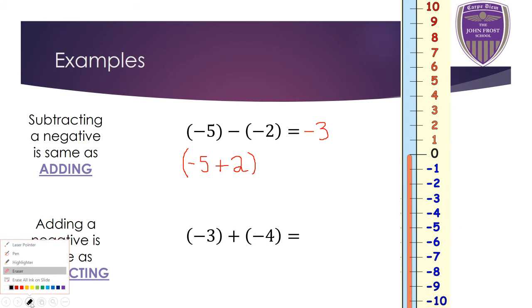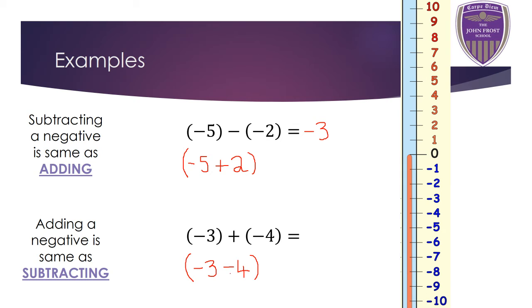Minus 3, add minus 4. Remember, adding a negative is the same as subtracting. So if I write this question out again, the minus 3 stays the same, but then we're adding minus 4. Adding a negative is the same as subtracting. So actually, we're asking ourselves, what is minus 3 minus 4? Start at minus 3, and we're going to take away 4. 1, 2, 3, 4. So the answer to minus 3 plus minus 4 is minus 7.